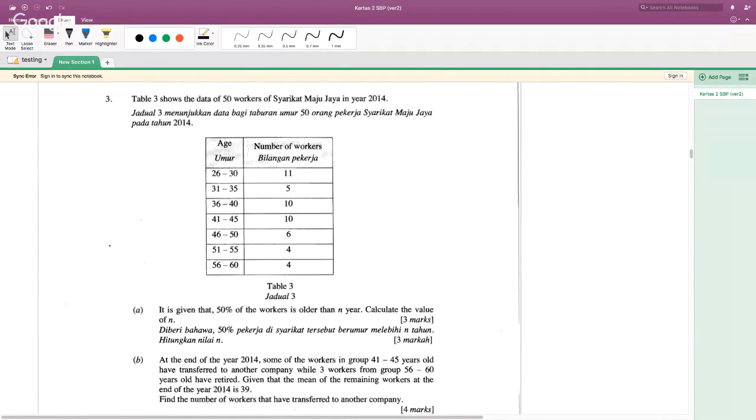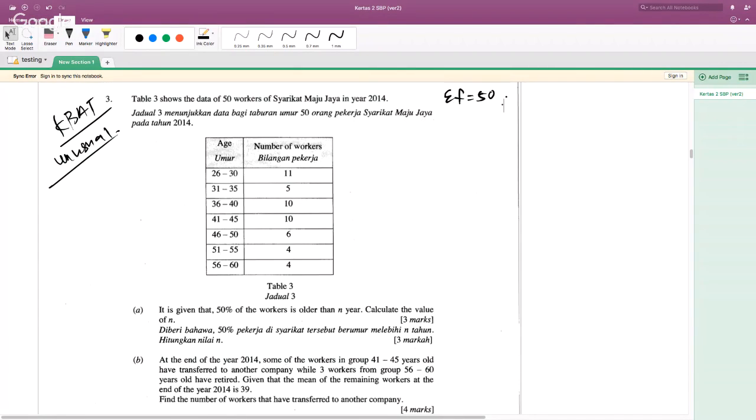Okay, yeah, I would say this is quite hard. But it's not really that hard, but yeah, it's not necessarily a KBAT question. Maybe it's a bit unusual, this question. All right, so anyway, let's have a look at this question. Table 3 shows data of 50 workers. So I know all added together, I mean the sum of f equals 50.